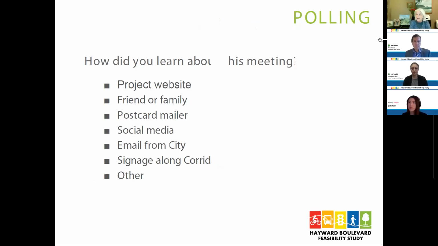We're curious about how you found out about this meeting so that we can make sure we use those same kind of communication routes to keep people involved. There's going to be a quick little poll here: did you find out on a website, from a friend, or whatever. Click all that apply to you. If you could proceed to vote now, that would be fantastic.